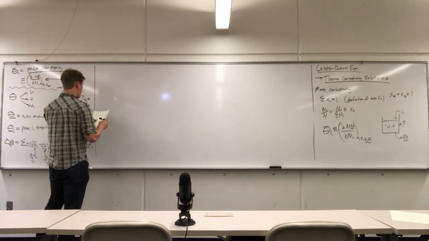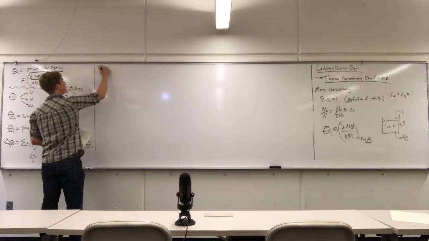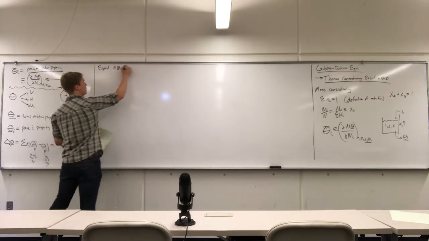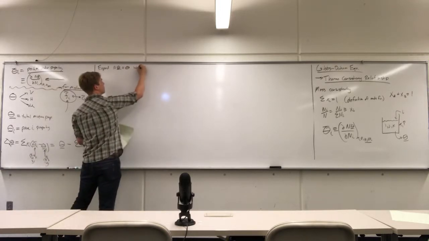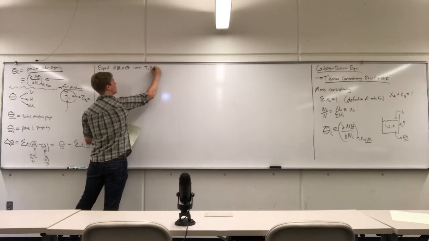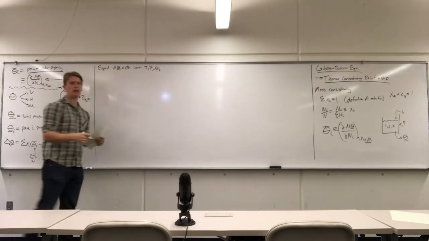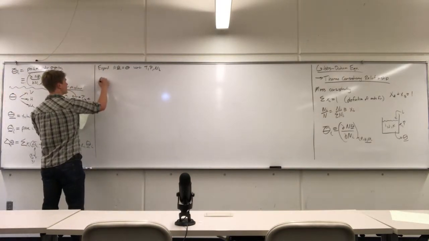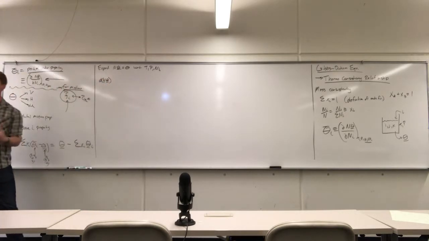So we're going to start off all of our derivations like we always do. We're going to expand the total mixture property with respect to temperature, pressure, and the composition of the system. So this is the total derivative of the mixture property.